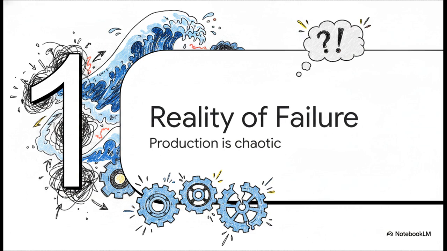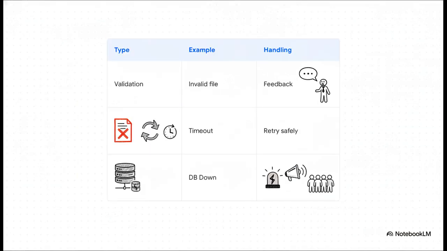Section 1. The reality of failure. Production is vastly different from development, right? Users submit unexpected inputs, external APIs return completely bizarre errors, and massive traffic spikes hit out of nowhere. Because production is so chaotic, step 1 is literally just classifying our errors to prevent bad, hard-to-debug behavior.